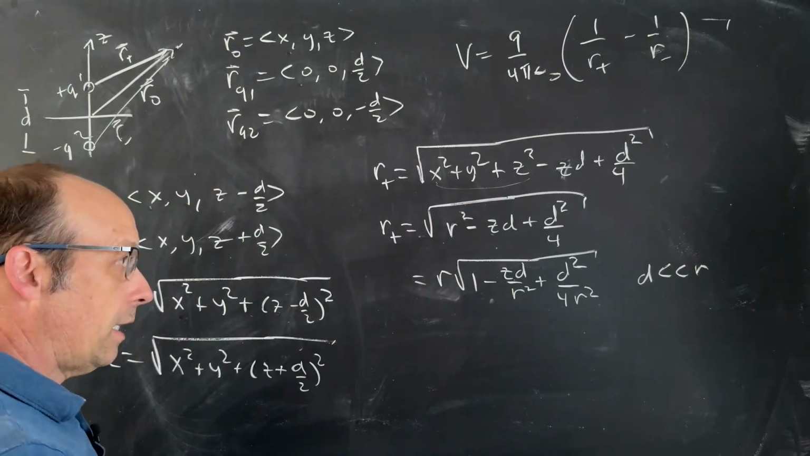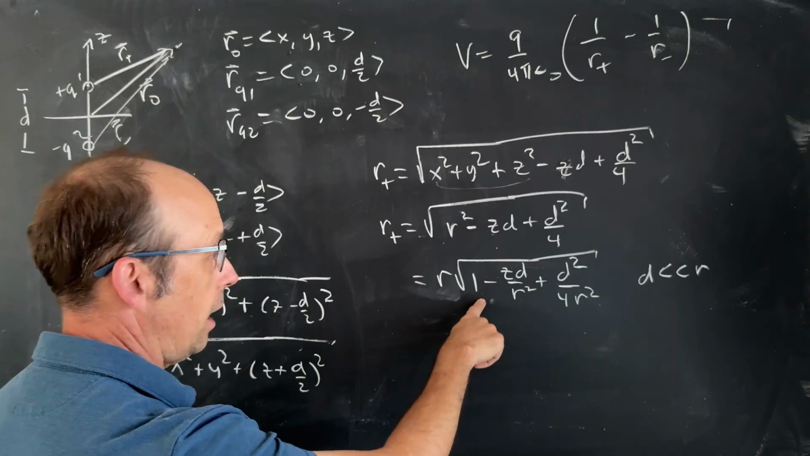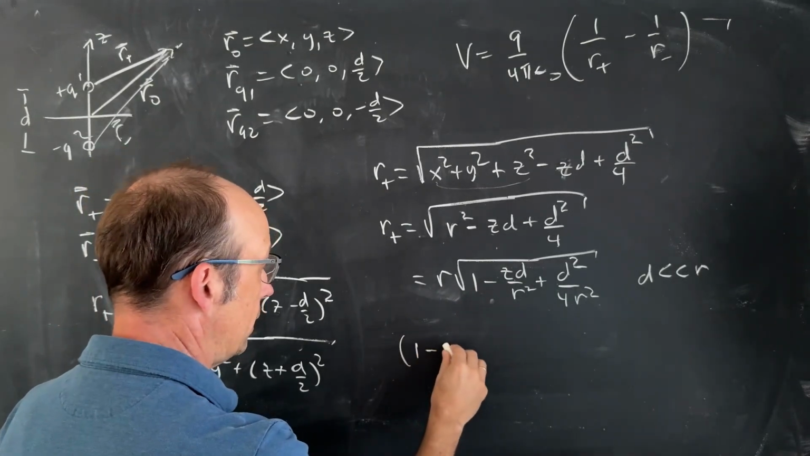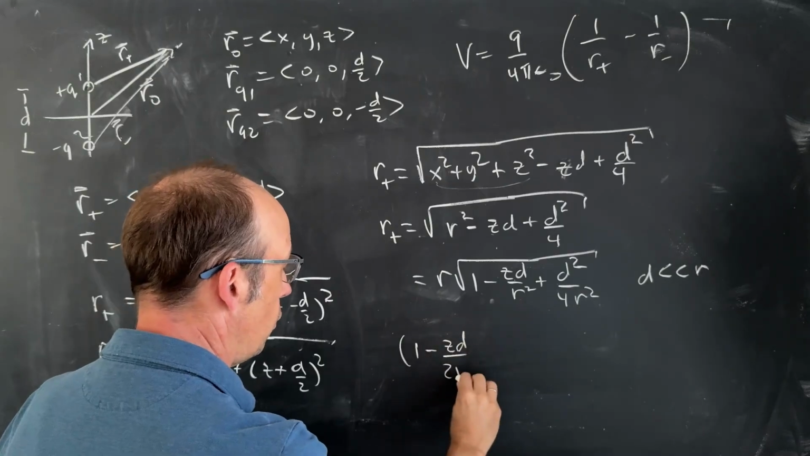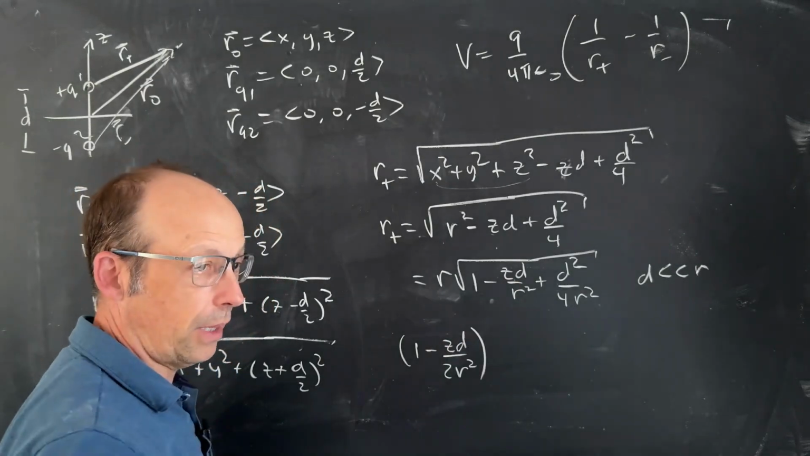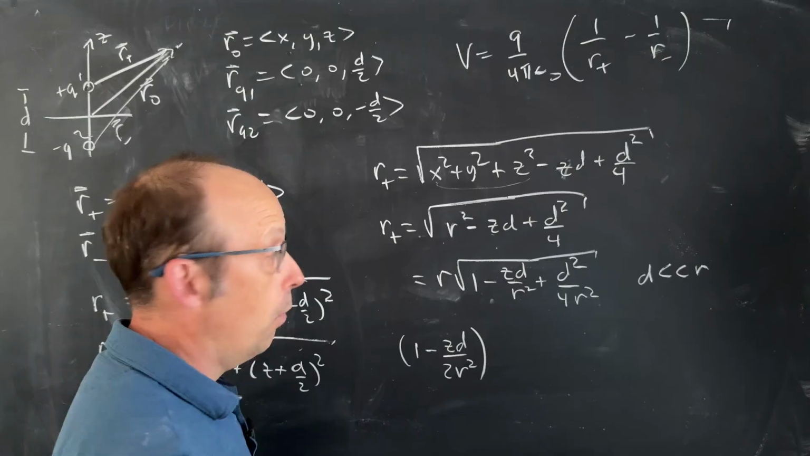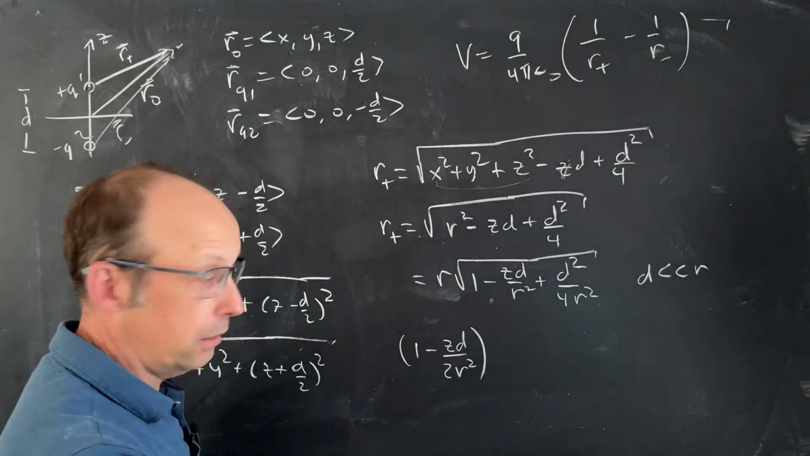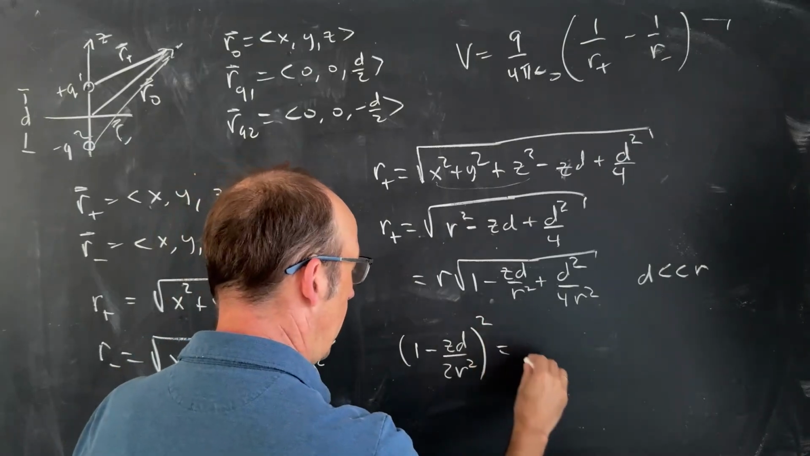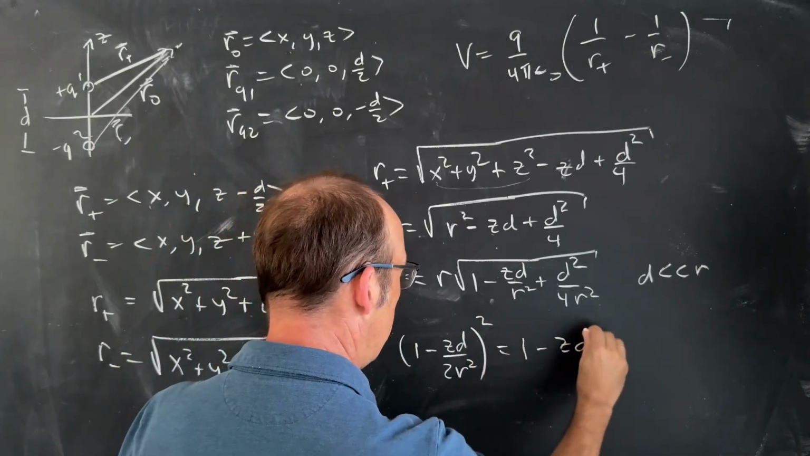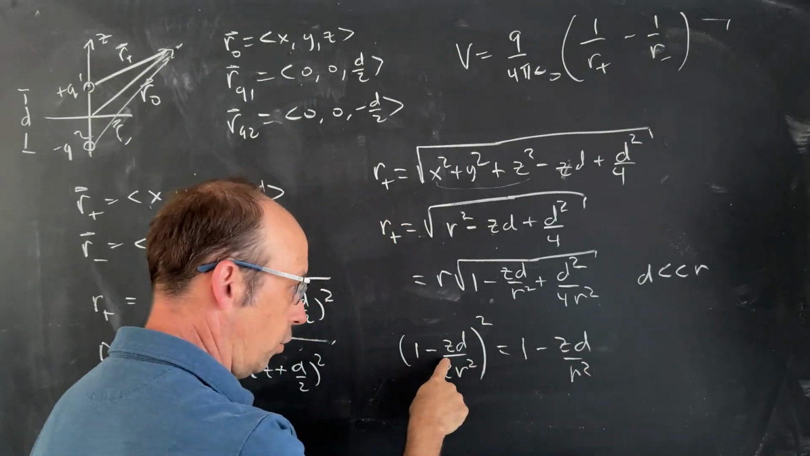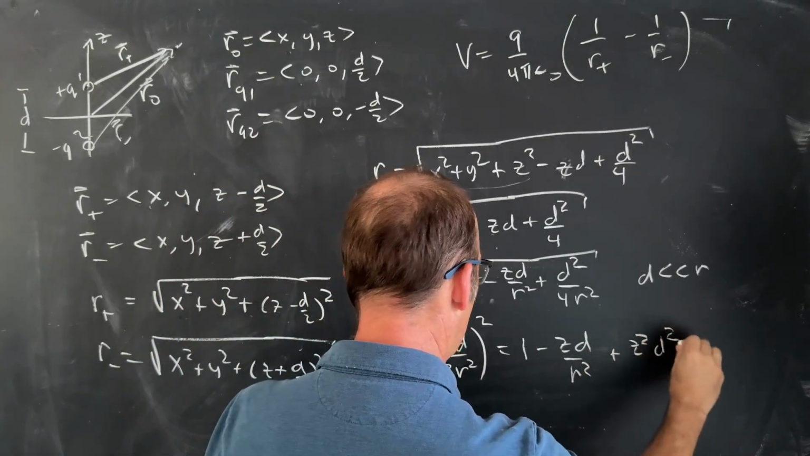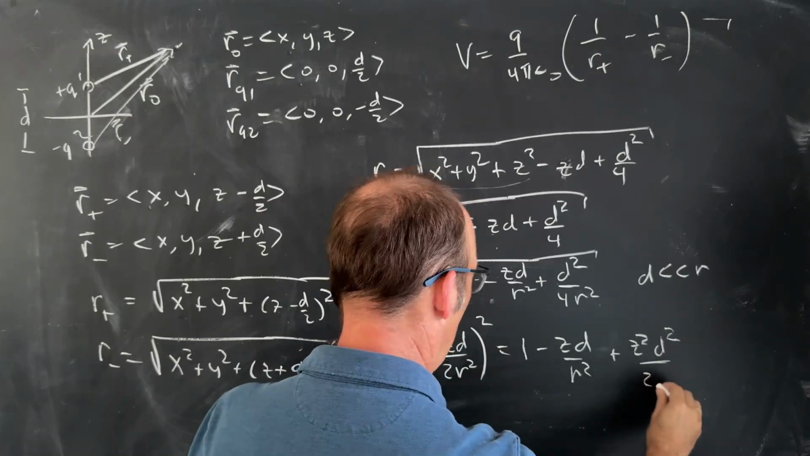So I want to make the claim that this is the same as 1 minus zd over 2r squared, approximately. And you're thinking, well, that doesn't really make sense. Well, if this is equal to the square root of that, then this squared should be that. So let's square this, and I get 1 minus zd over r squared, right? Because I get 2 of those terms, r goes away. And then I get plus z squared d squared over 2r to the 4th.